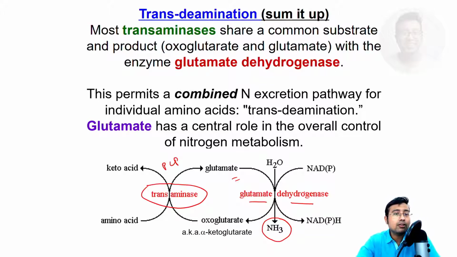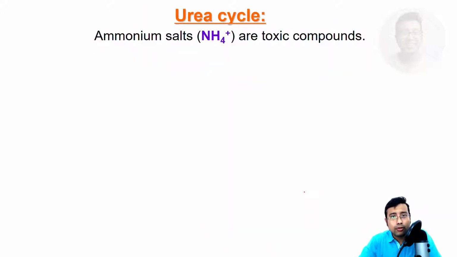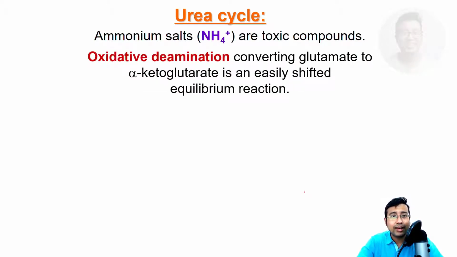Alright, so now we move on to the urea cycle. So why is the urea cycle important? See, ammonium salts are very toxic compounds in our body. The ammonia that is liberated can grab a proton, being captured by H plus ion, and form ammonium ion. If they accumulate inside the body, they are very toxic.